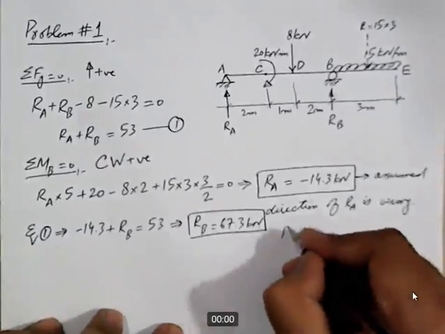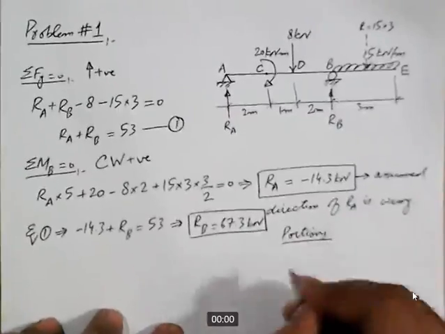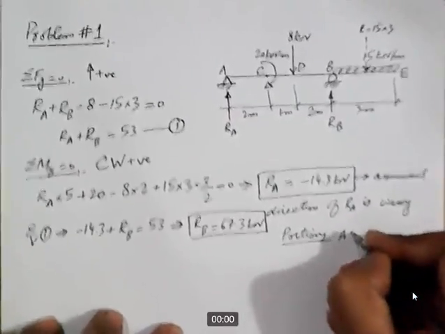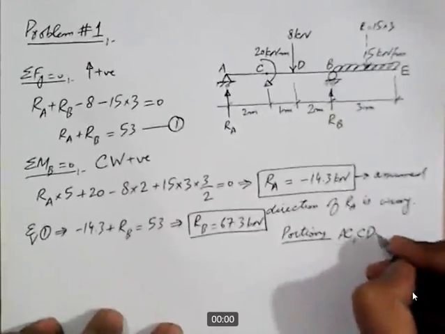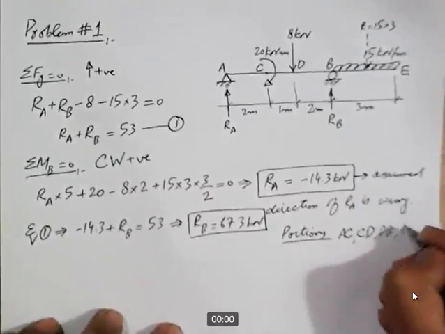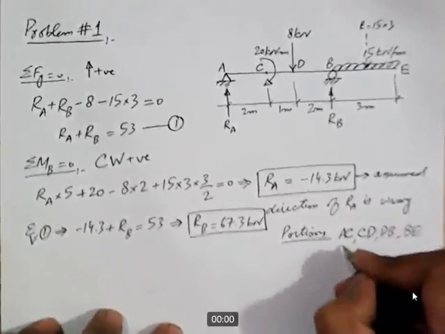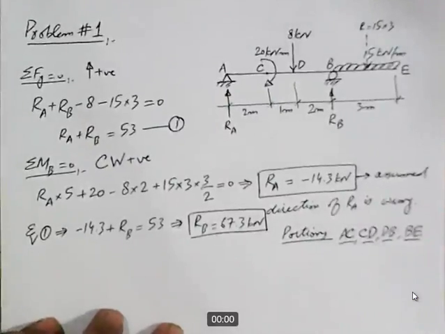So if I enlist the portions, portions will be AC, CD, DB and BE. So in this case we will have 4 portions. So we'll divide this beam into 4 portions.